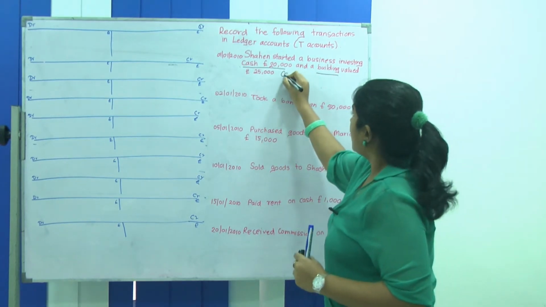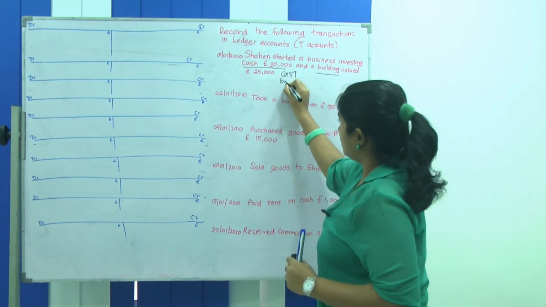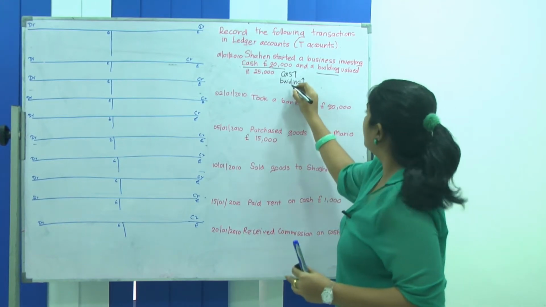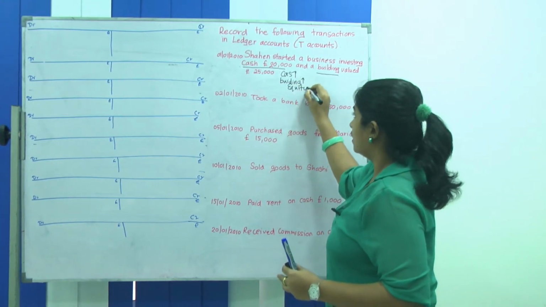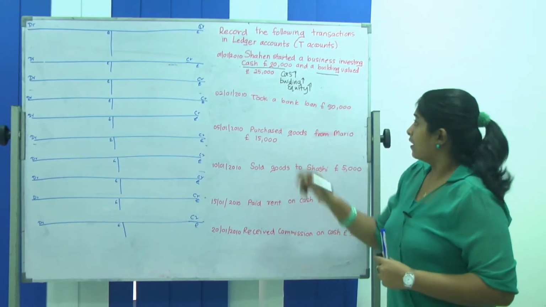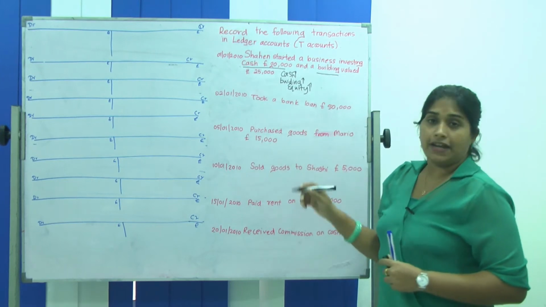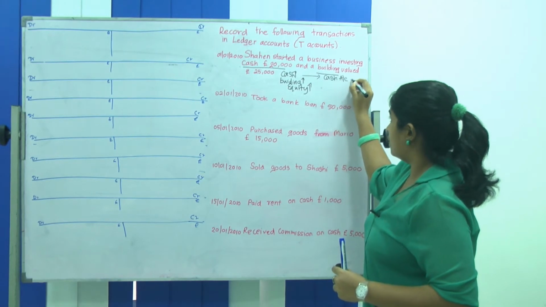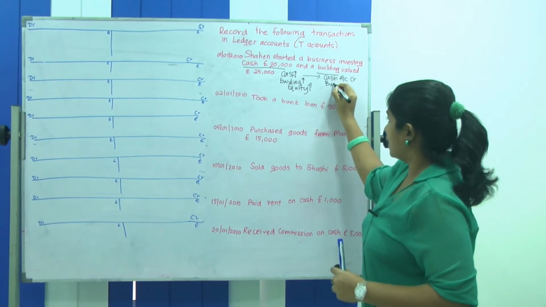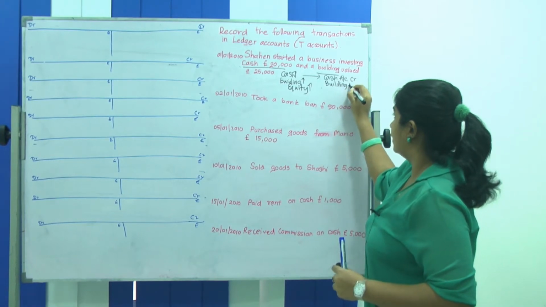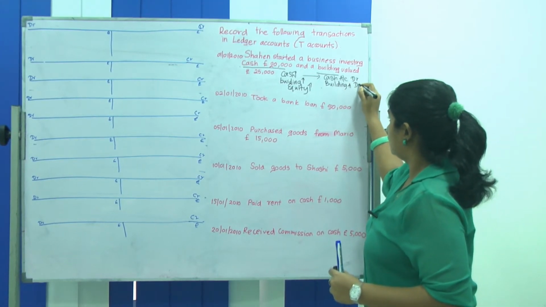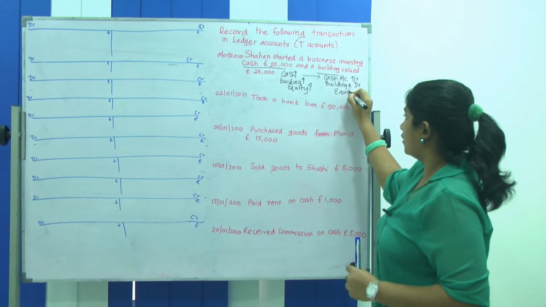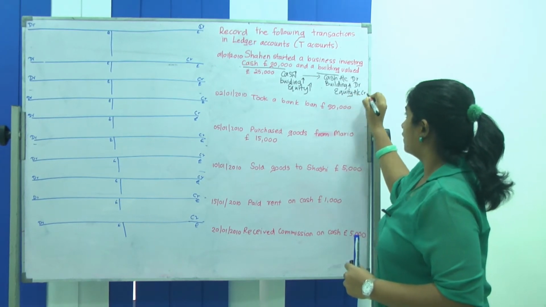So what happens? Cash increases and building increases as well because he invested in the building, and since he is investing both, equity increases as well. So already you know cash is an asset account, so when cash increases it will be debited to the cash account. Building is also an asset, so building account also will be debited. And equity, when it increases, both amounts will be recorded in the equity account, and it will be credited.